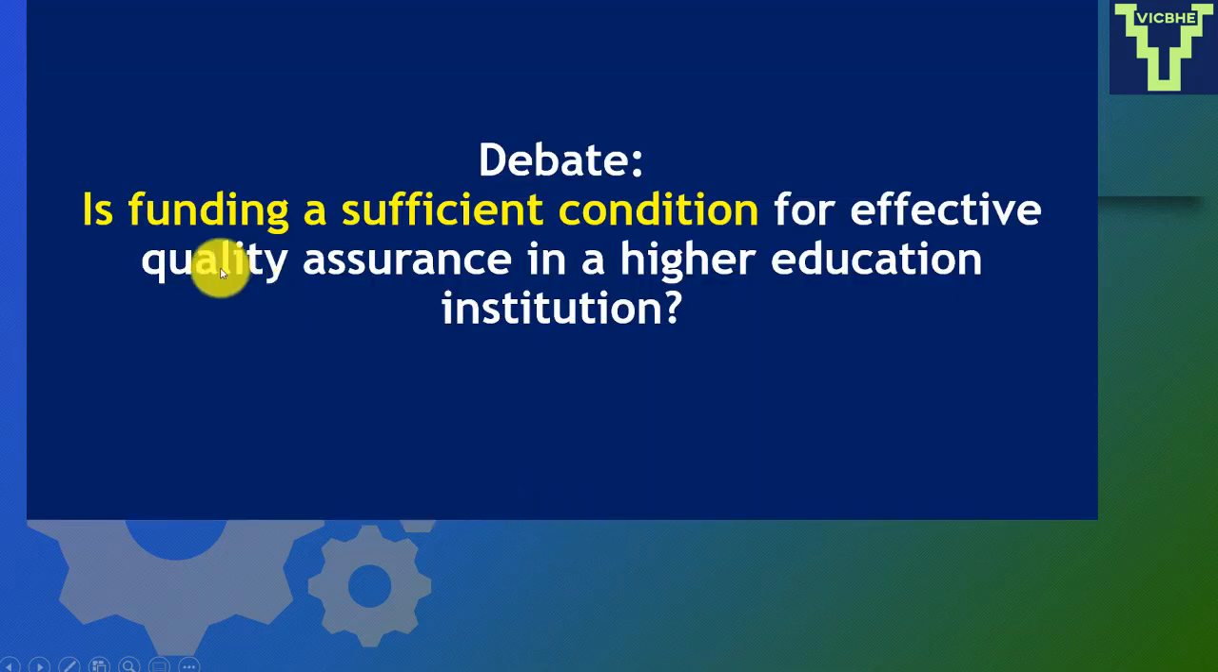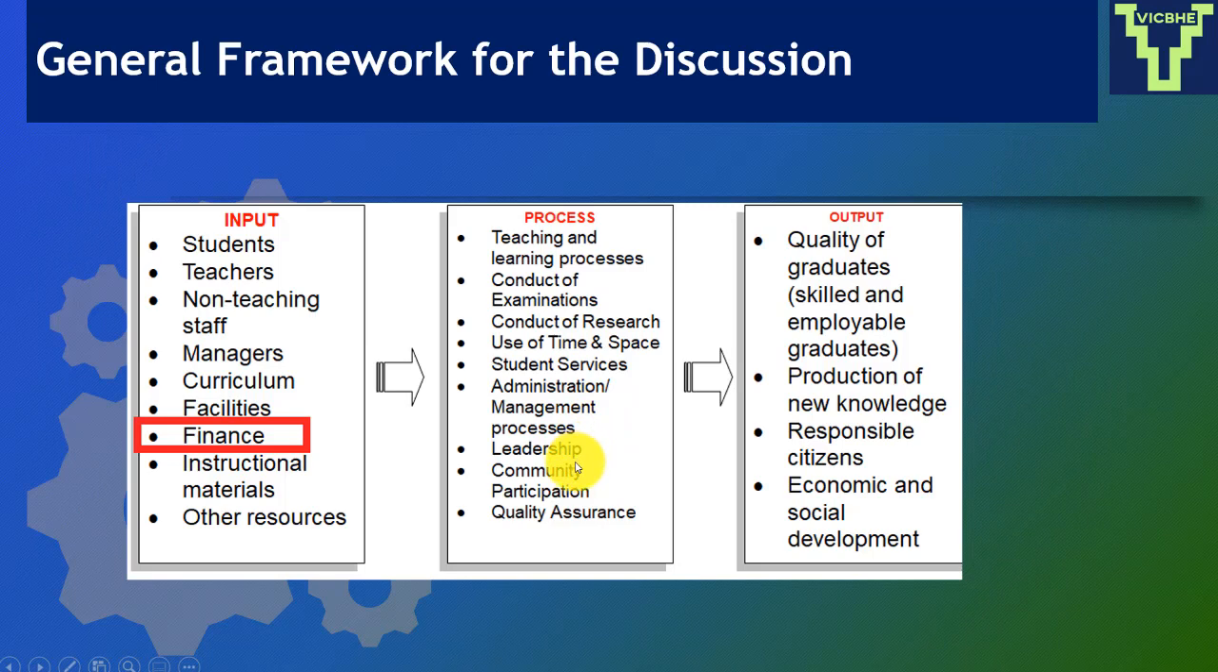So there's this debate. Is funding a sufficient condition for effective quality assurance in a higher education institution? We know it's a necessary condition, but is it a sufficient condition? That is, when funding is there, will all the other challenges disappear like mist in the early morning sun? Is that true? Our framework tells me that it's not true. Because funding is a necessary condition, but it's not all the conditions.